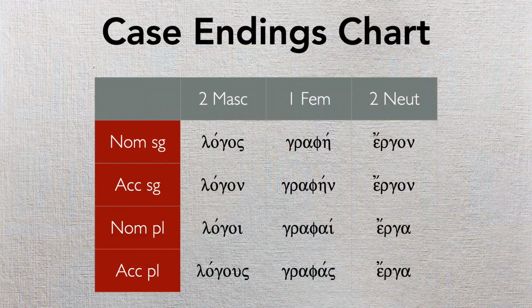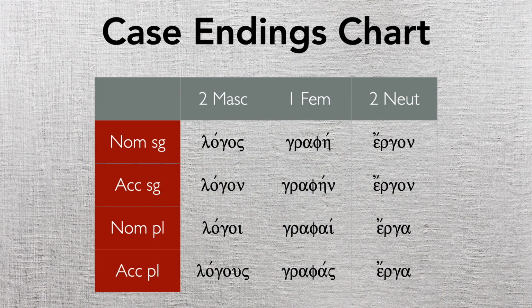For the feminine, you see in the feminine chart, graphe. There's no extra ending on the end of that. It's just graphe. And then accusative singular, graphen. Graphen. And then we have the nominative plural, graphai, which means writings or scriptures. And then the last one there, graphas, accusative plural, writings or scriptures that's receiving the action of the verb, okay?